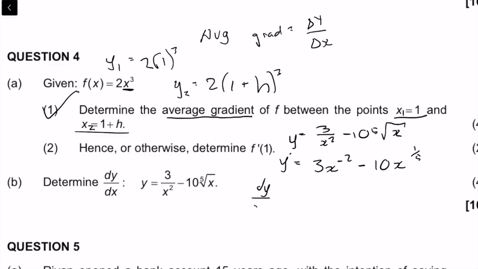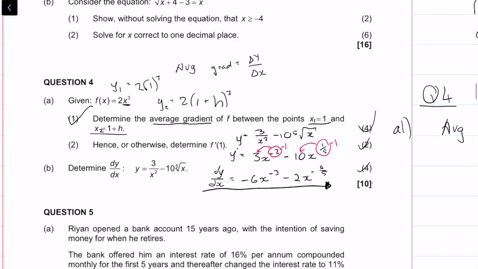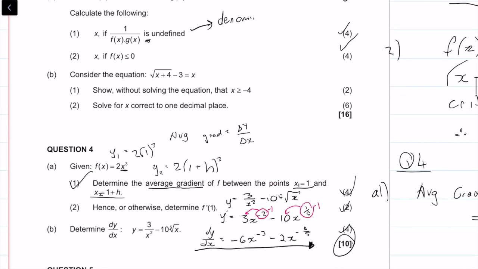Then take dy dx is equal to, and I'm going to use the power rule. So the rule says that you take the exponent, multiply it down into the constant, so that means that's minus 6x, and you subtract 1 from the exponent, so that's minus 3. Minus, I'm going to do the rule again, 1/5, multiply that into there, so it becomes minus 2x, and take away 1 from the exponent, which becomes minus 4/5. Okay, quite simple, nice and easy, and we get ourselves 10 marks. So yeah, nothing too difficult there.